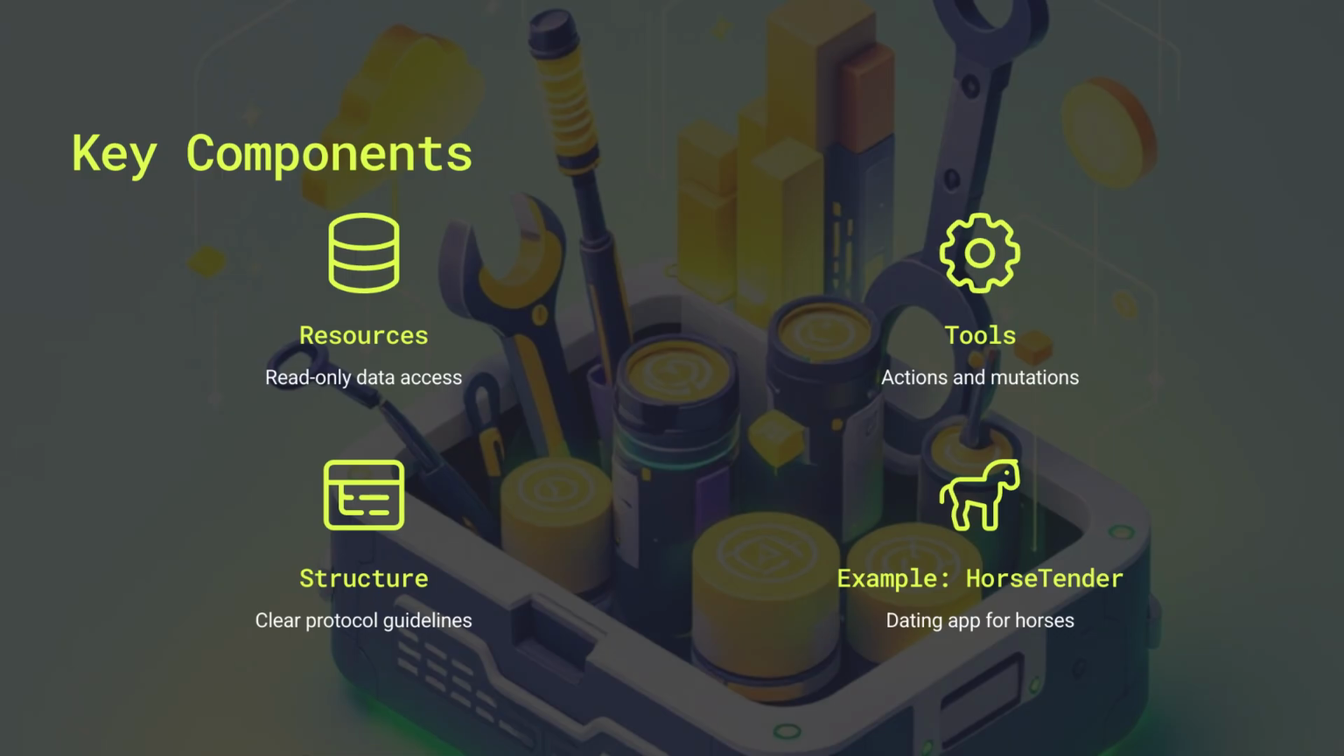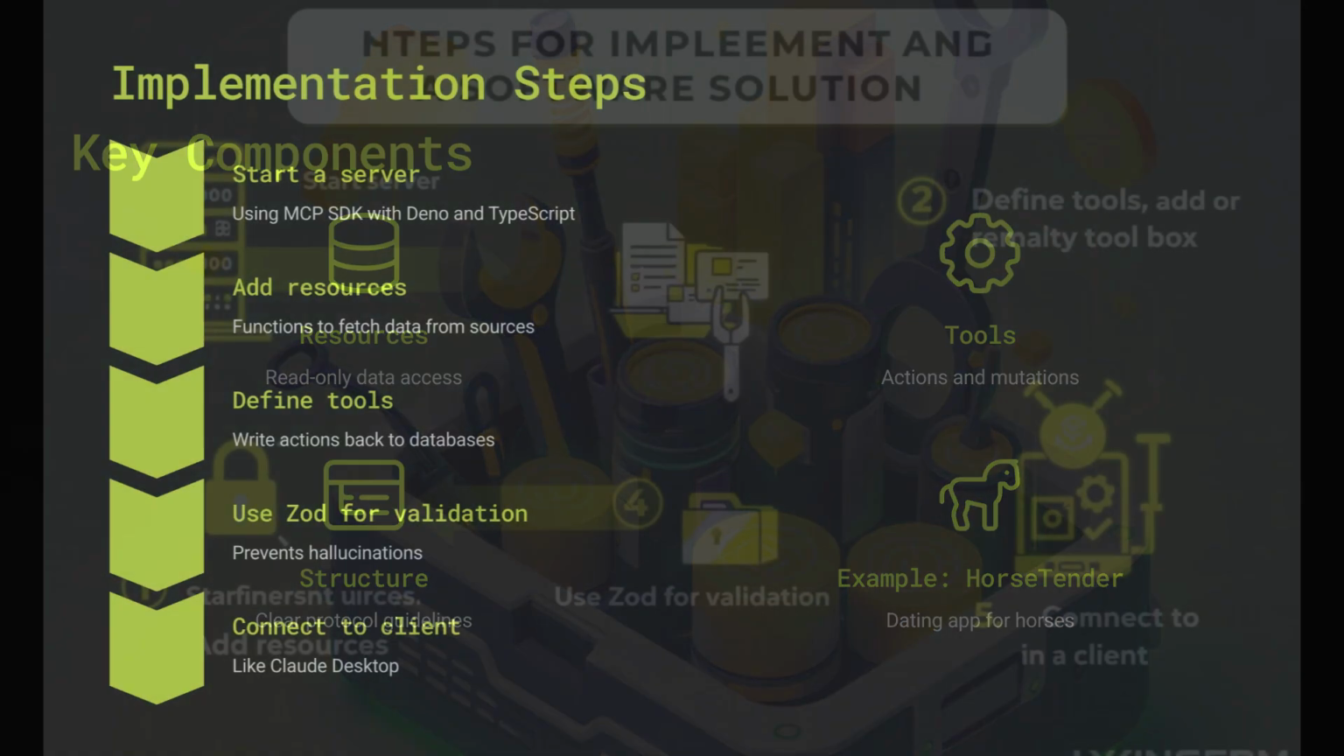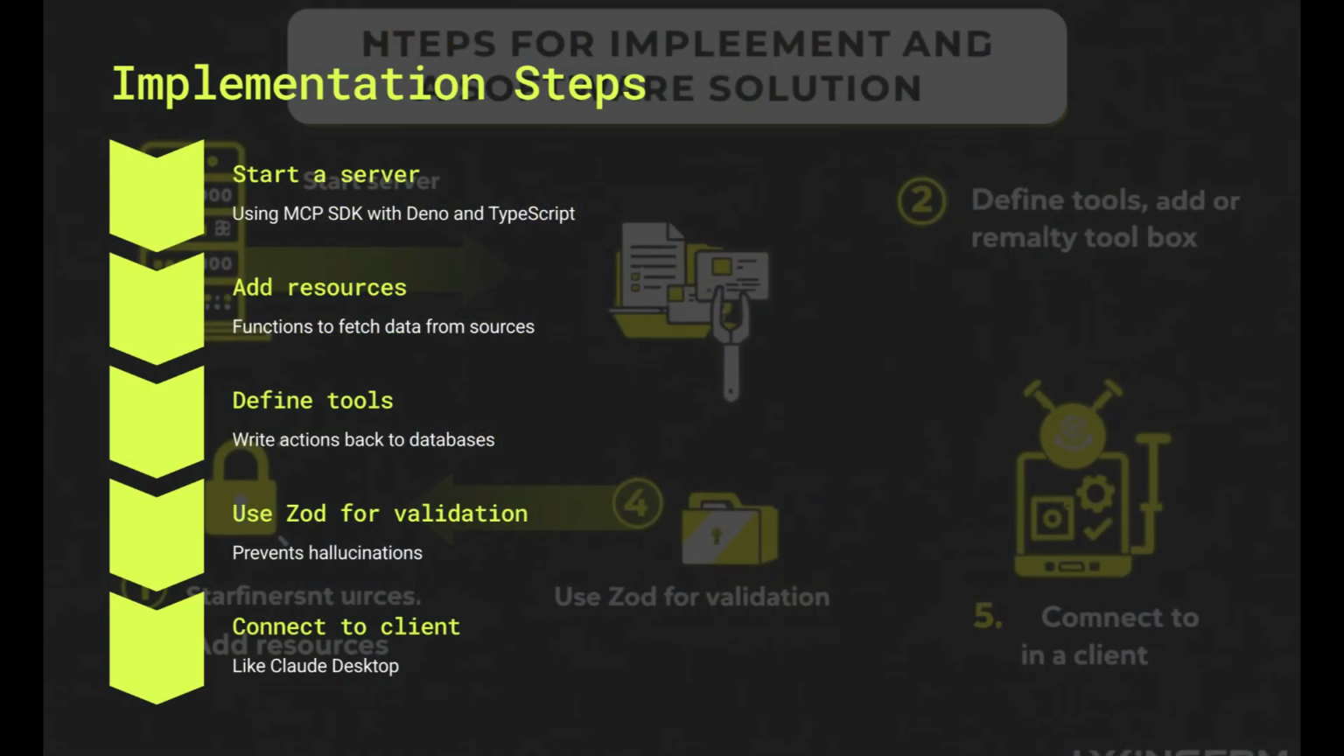We're building an app, say, Horse Tender, a dating app for horses. Naturally, the app has a REST API, a Postgres database for horse profiles, and a cloud storage bucket for horse pictures. MCP lets us tie all that together so Claude can access our app's data, generate insights, and even take actions, like scheduling a horse date. Seriously.